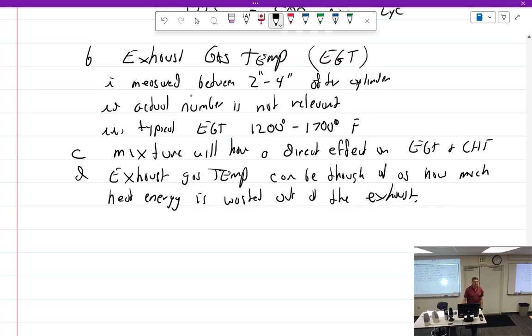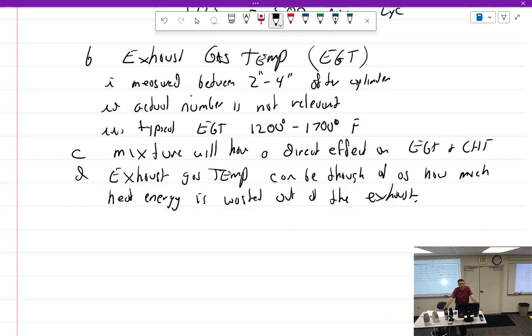So the problem with that statement, let's see, how can I make it true? Because if you're running really rich, what's your EGT going to be, high or low? It's going to be low. And so based on that, running really rich wastes less energy. You're wasting fuel. Yeah, that all makes sense. It's to a point.